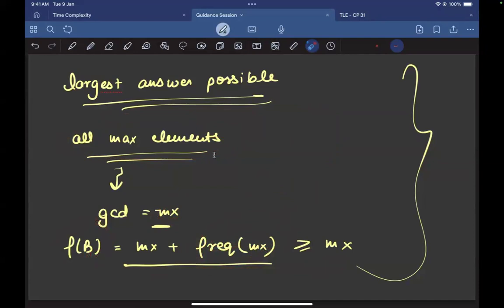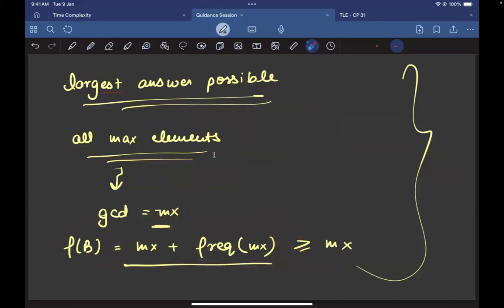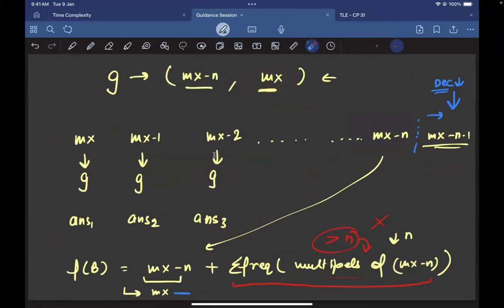The FB value will become MX plus frequency of MX. And this is the largest GCD you could have created, because you can't create a GCD greater than this. You don't have any element greater than MX in that. So how can you create a GCD greater than that value? Correct, Pavan? Yes. So I said the largest upper bound of GCD is MX.